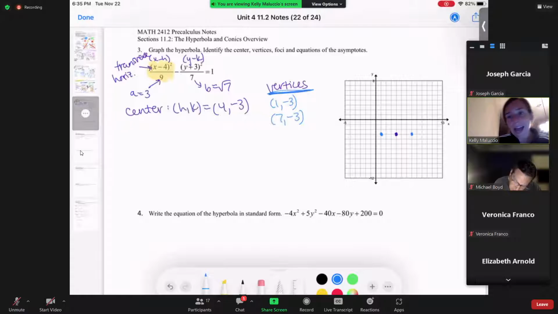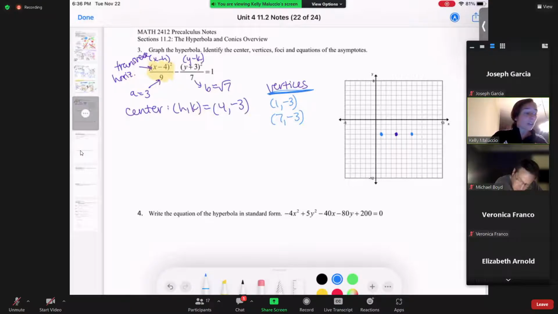You could also just add the A value to the component that is your transverse. I'm graphing it and showing you visually. So where the horizontal is the X, basically our transverse is horizontal, like the X axis.